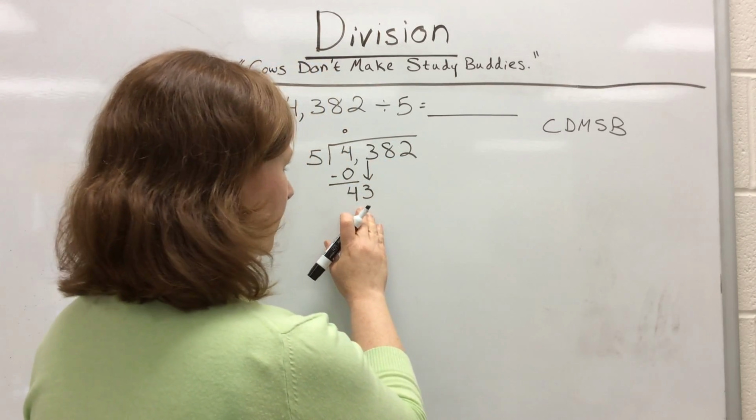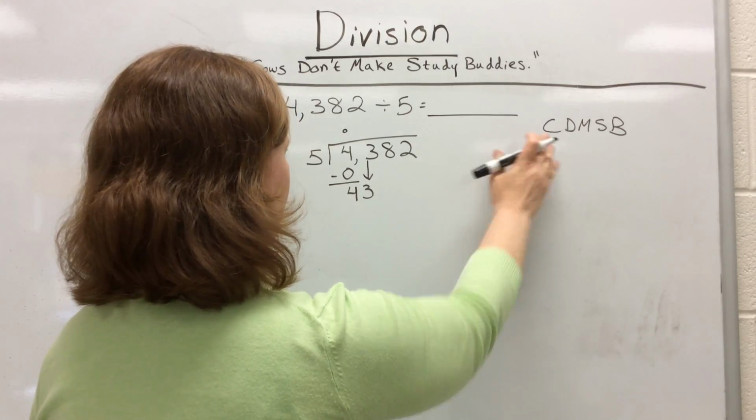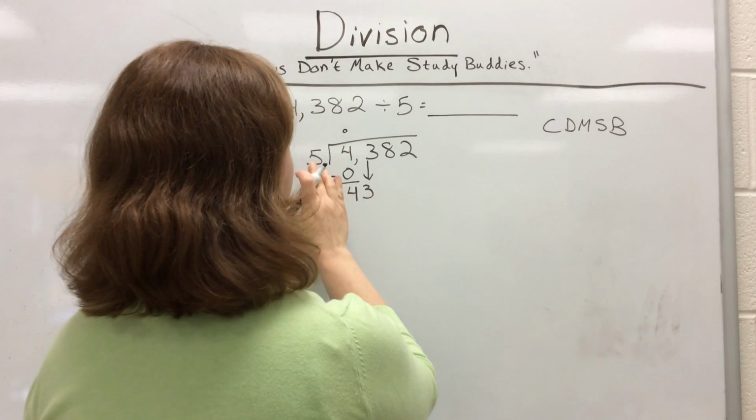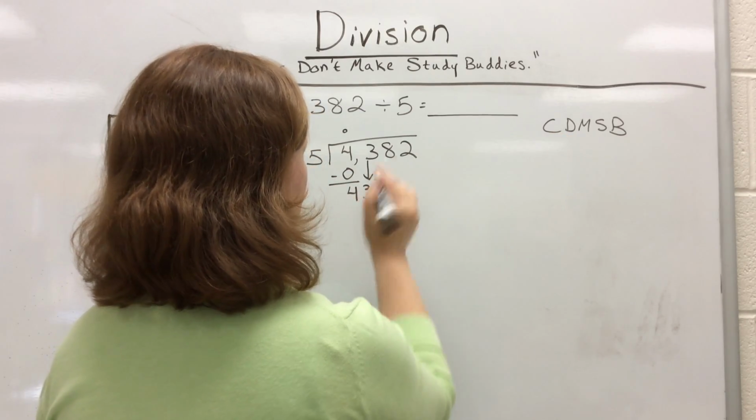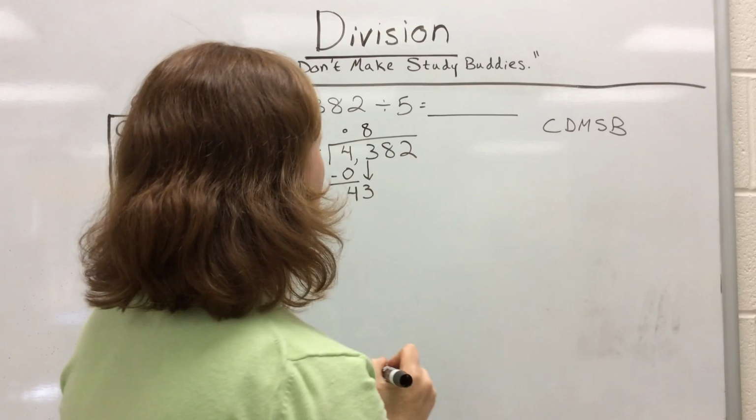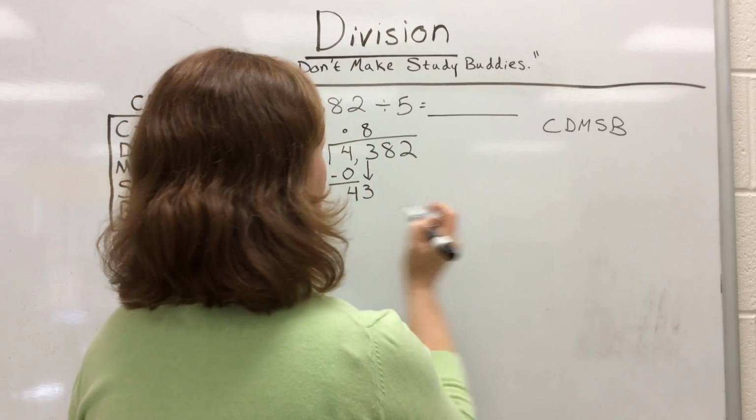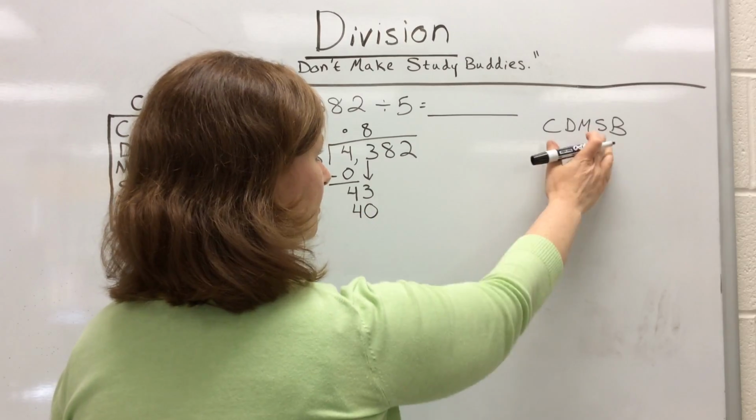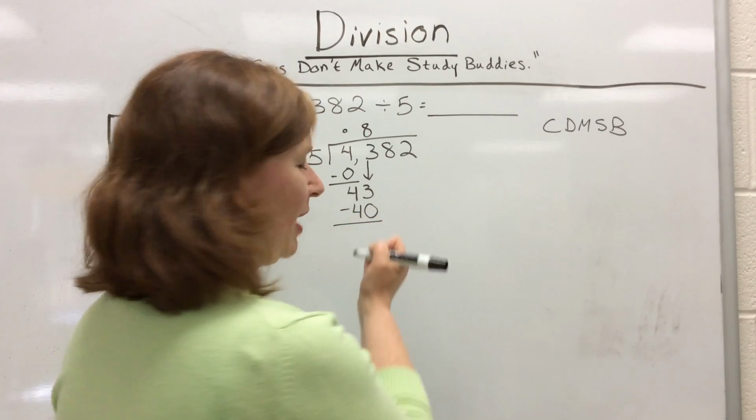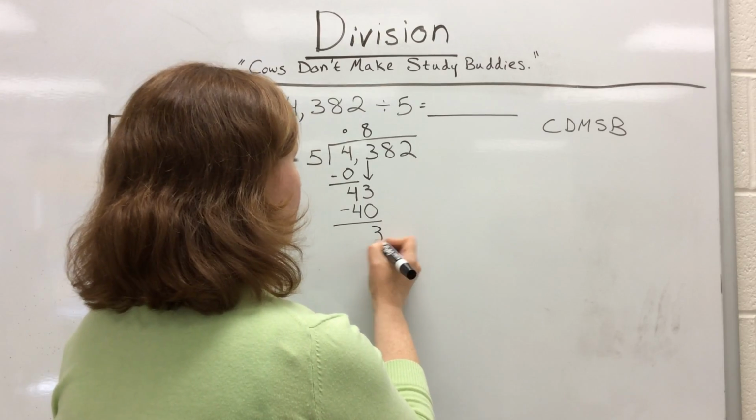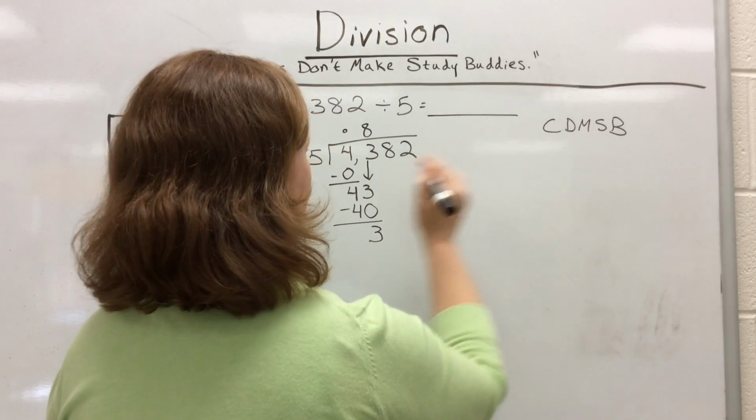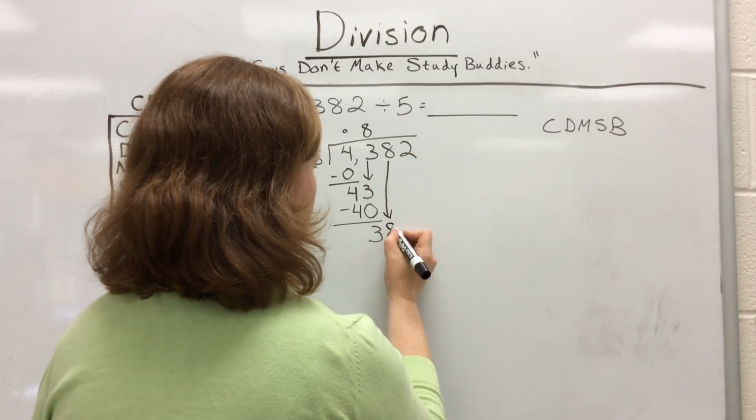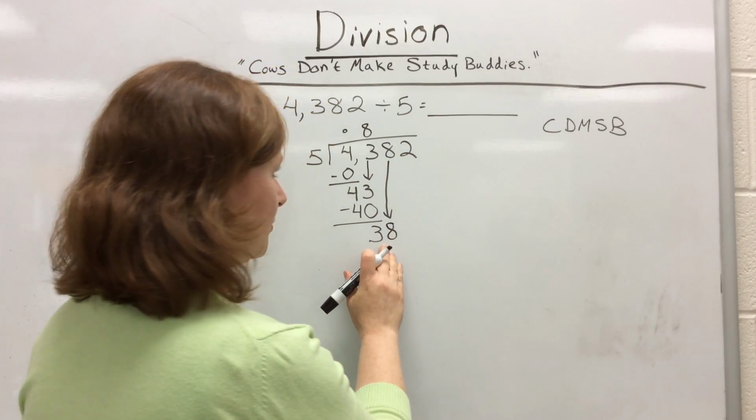My new number is 43. So I'll go back to compare. 5 does fit into 43. Divide. 5 fits into 43 8 times without going over. Multiply. 8 times 5 is 40. Subtract. 43 minus 40 is 3. Bring down. I'll bring down the next digit in my dividend, which is 8. My new number is 38.